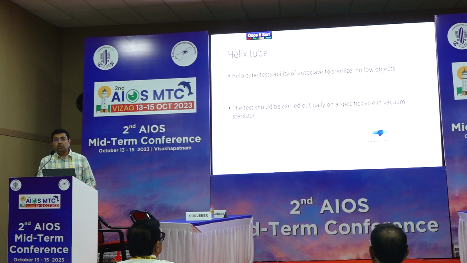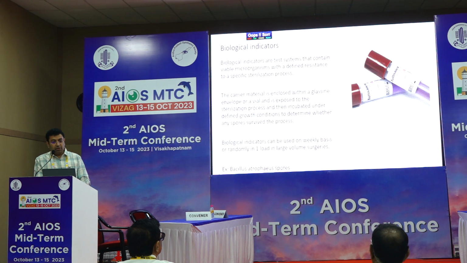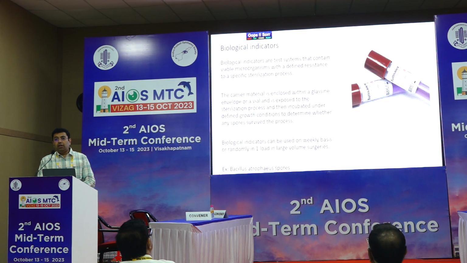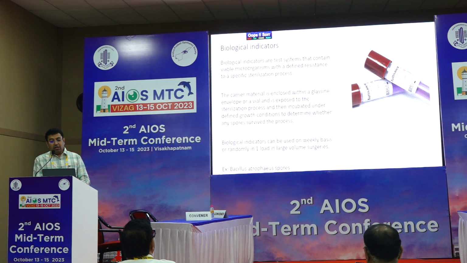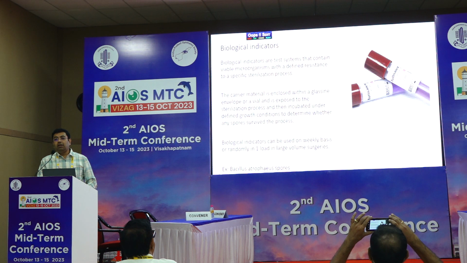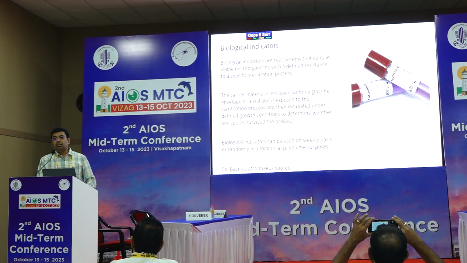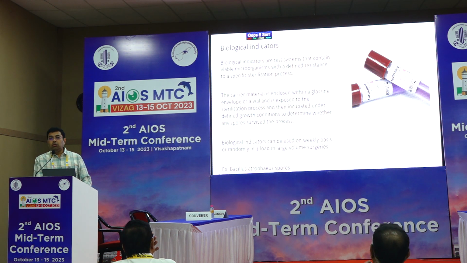So once this indicator changes the color, you are sure that the sterilization is complete. This is very, very useful in hollow tubings, especially your phaco tubings. Biological indicators usually contain viable microorganisms like Bacillus atrophaeus spores, and when these spores are exposed to higher temperatures, they get killed. After sterilization, these biological indicators can be sent for culture, and once your culture comes negative, then you are pretty sure that your sterilization is absolutely working fine.